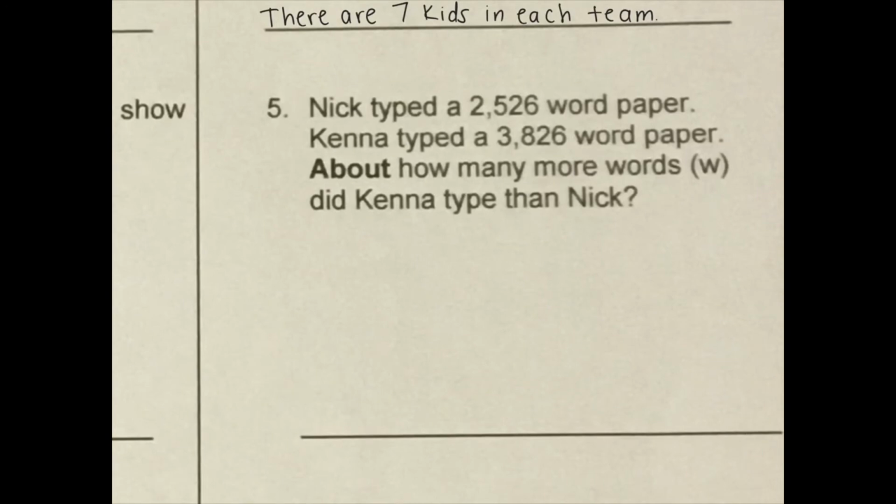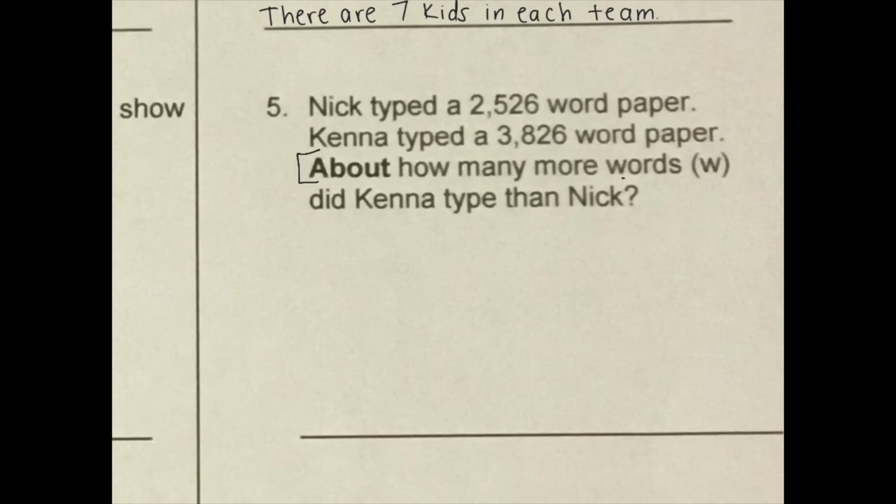Nick typed a 2,526 word paper. Kenna typed a 3,826 word paper. About how many more words, W, that's our variable, did Kenna type than Nick? So let's bracket the question, underline important info, and code and label our hints. I see the word about. I'm going to put a star above it. That means I have to round.